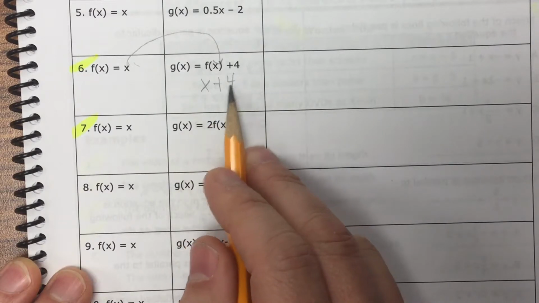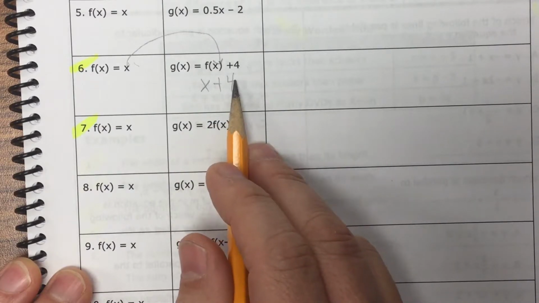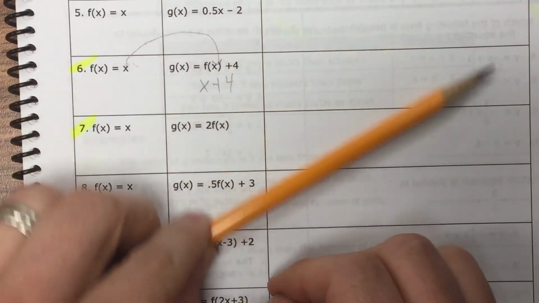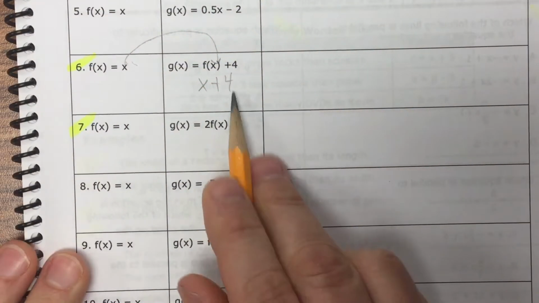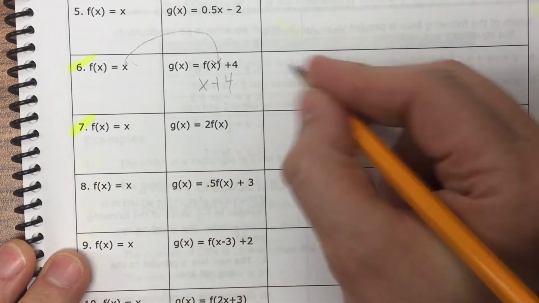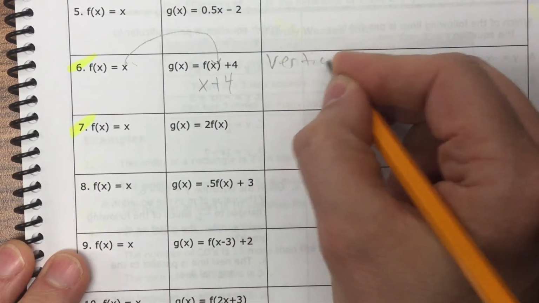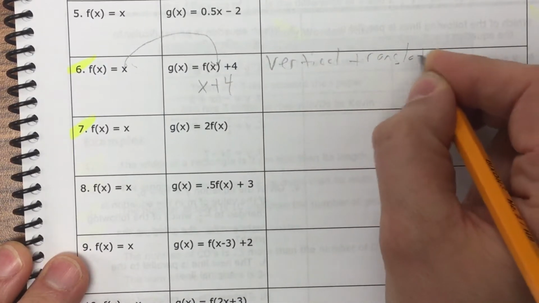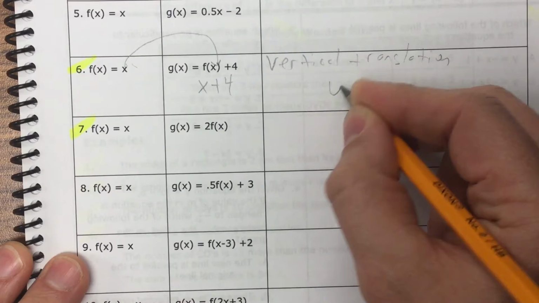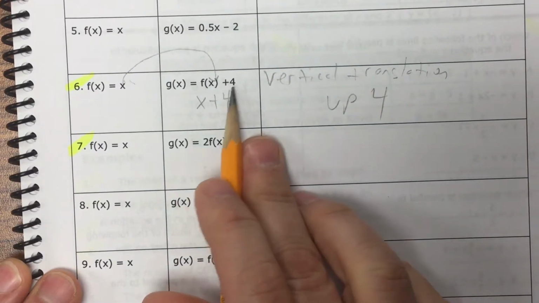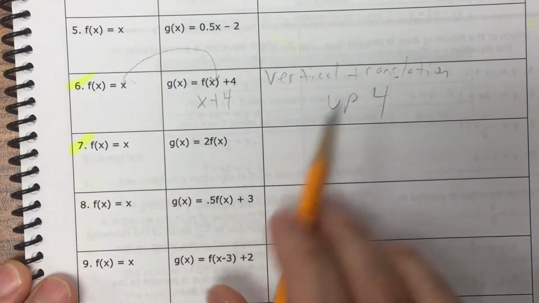But what are we doing? We're adding 4 to the end. So we have a b number being added on. Remember, the b number makes it move up or down. Translation. And that one is going to move up. So number 6, we have a vertical translation. Specifically, it's going up 4. Okay, once again, when it's not in parentheses, it's always a vertical change.